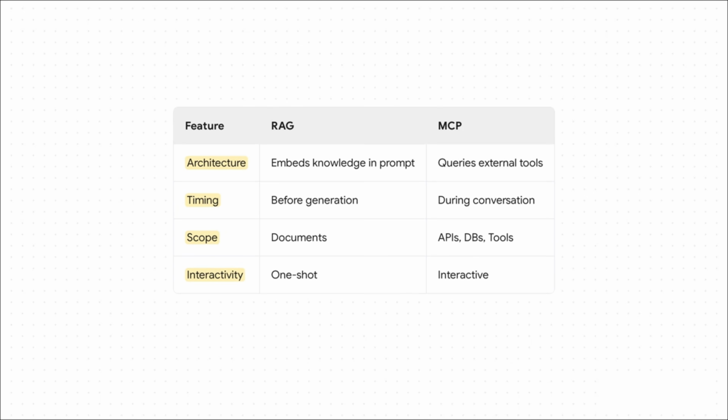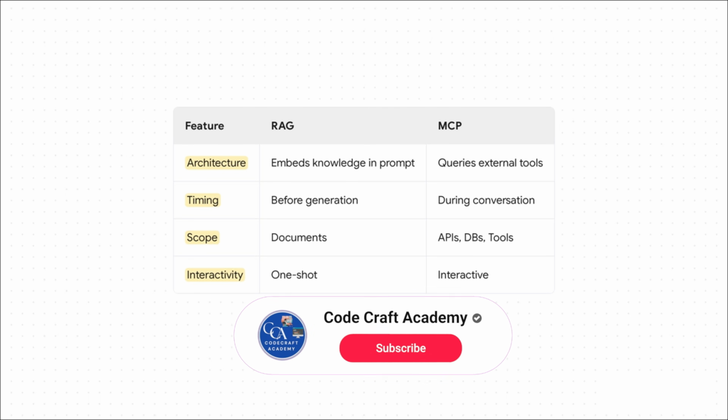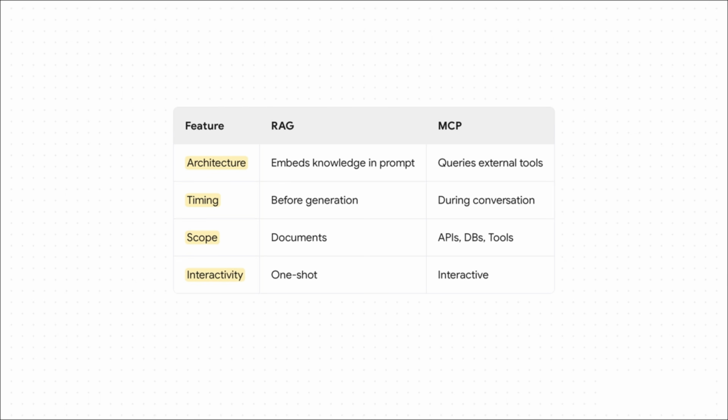This table really breaks it all down. Architecturally, RAG stuffs all the knowledge it finds right into the prompt, while MCP is all about actively calling out to other tools. Now, timing is a huge one. With RAG, all the research happens before the AI starts talking. With MCP, it can ask for help during the conversation. This difference totally changes their scope. RAG is laser-focused on documents, while MCP can talk to pretty much anything with an API. That makes RAG a one-shot deal, while MCP can be this back-and-forth interactive process.